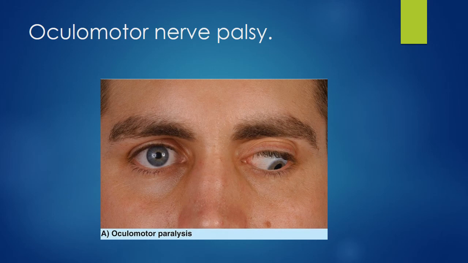In this diagram you can see the oculomotor nerve palsy on left side. This is normal eye with normally positioned pupil, and in this you can see ptosis, drooping of the upper eyelid, and down and out position of the pupil, and the pupil is dilated. This is oculomotor nerve palsy.